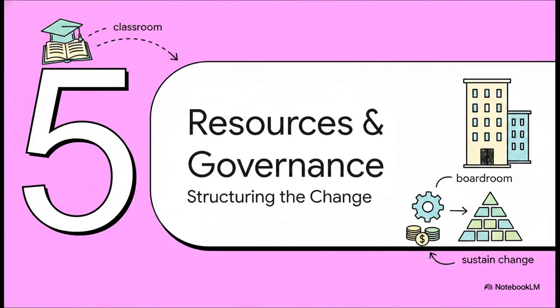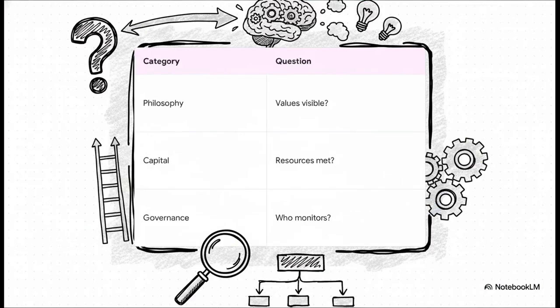Moving to Section 5, resources and governance, structuring the change. Because let's be real, good intentions always need proper funding. Now let's shift our focus from the classroom to the boardroom. How does institutional leadership actually sustain these massive pedagogical shifts? Well, the framework offers a matrix of generative, open-ended questions for leadership. We're talking questions like, are our values actually visible in our teaching? Or are we allocating the right human and financial capital to make this happen? Again, the standard gives these flexible guidelines to prompt deep institutional reflection and spark innovation, rather than just handing down a rigid one-size-fits-all compliance checklist.